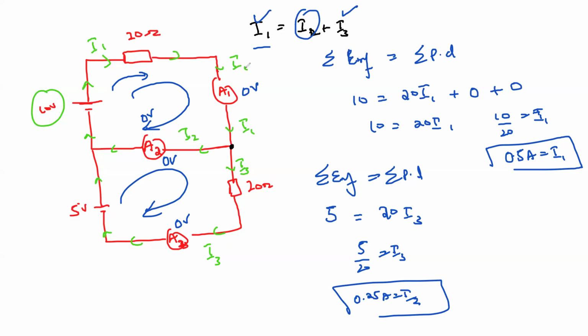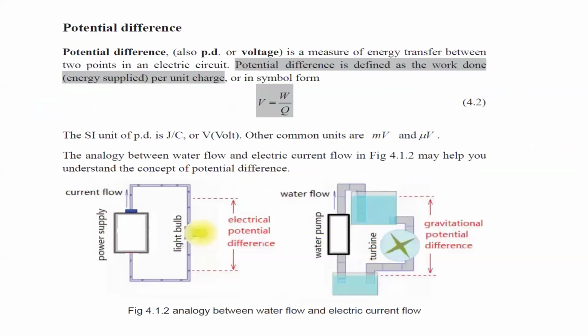Is this example clear? So why did we take a second loop? Because even though when I take the first loop I get the value of I1, that will not be enough to get the remaining currents. So simply, according to Kirchhoff's second law, the total EMF in a circuit will always be equal to the total potential difference.